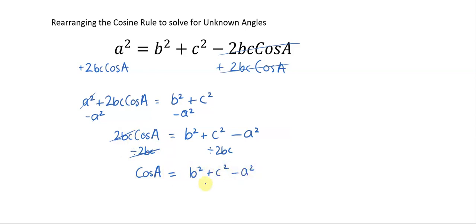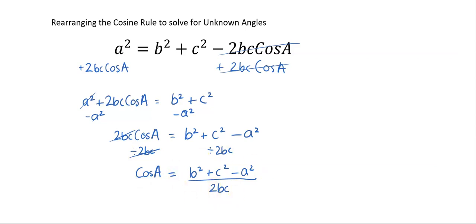Now, because we're dividing the whole side of the equation by 2bc, the best way to write this is as a fraction over the top of 2bc. Now, you can see here that we've got the cosine A term on this side. We could rearrange one step further and have the inverse cosine of all of this. But like we've been keeping a squared equals and taking the square root at the end, we can keep this as cosine A equals and put our values into this formula.